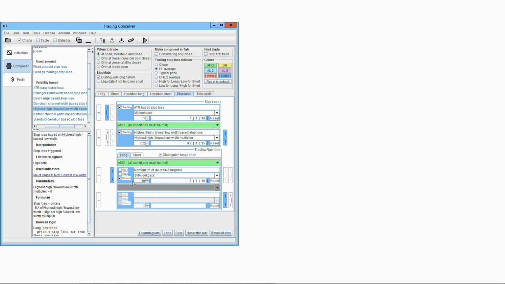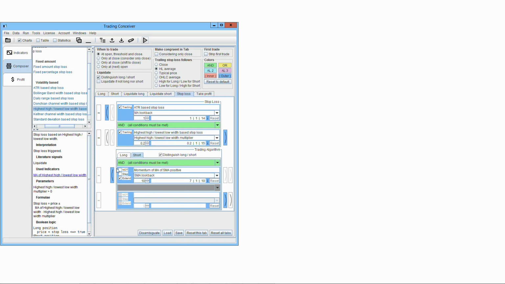In our example, we chose a simple derivative of the simple moving average: momentum of moving average of simple moving average negative. And we also select the checkbox Extend. The same holds true for short positions. To make things symmetrical, we chose the symmetrical algorithm for the short tab, momentum of moving average of simple moving average positive. Here again we select the checkbox Extend.